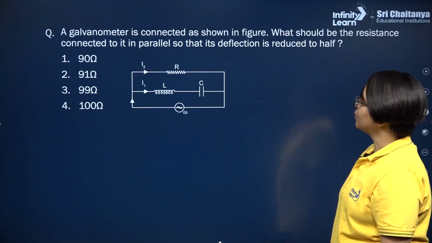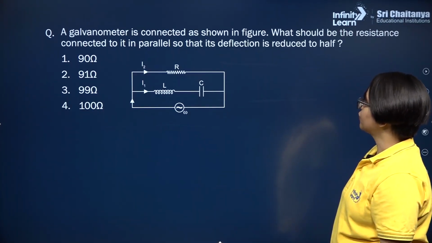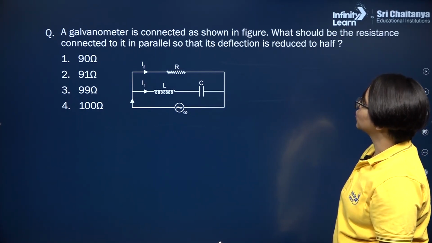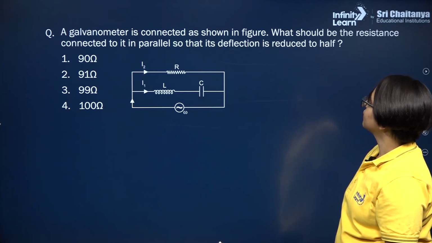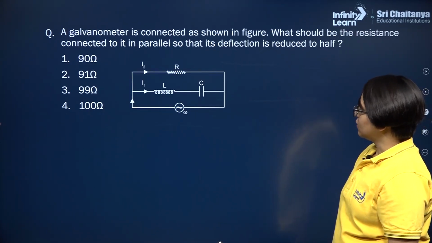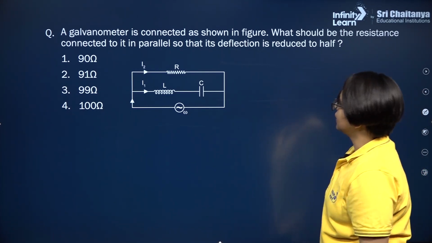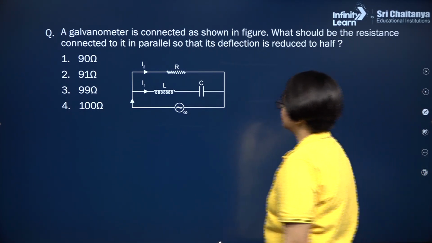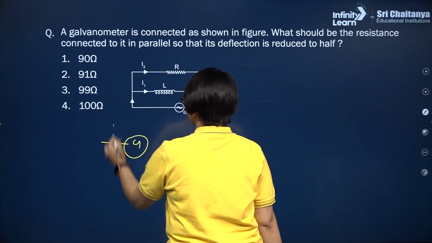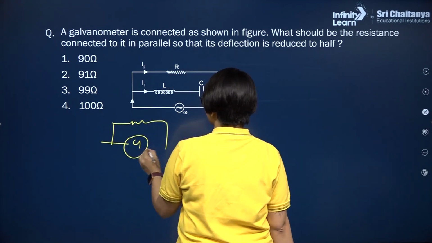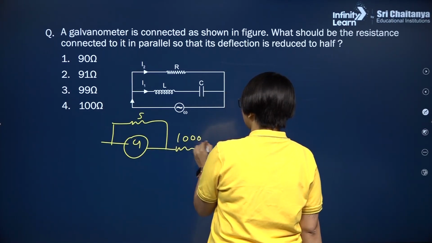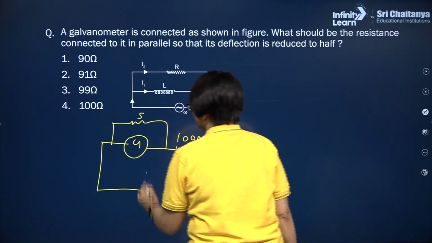Next is, a galvanometer is connected as shown in the figure. What should be the resistance connected to it in parallel so that its deflection is reduced to half? Over here the diagram is somewhat different. So basically this is the diagram. This is the galvanometer, through it we are connecting one shunt, and this is a 1000 ohm resistance, and this is 2 volt.